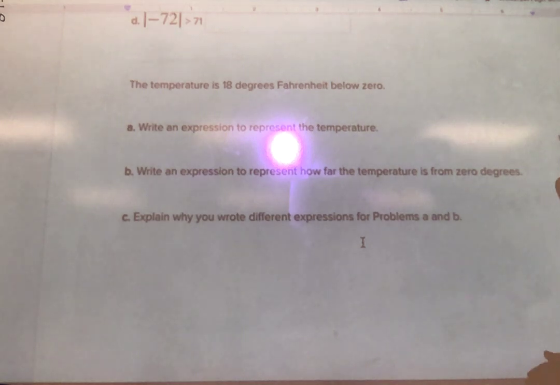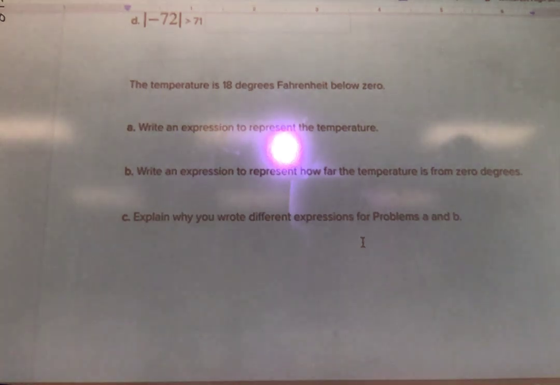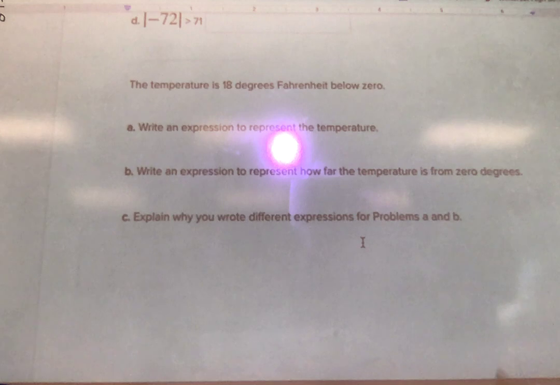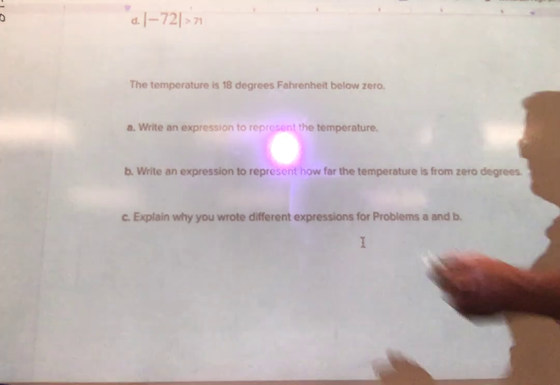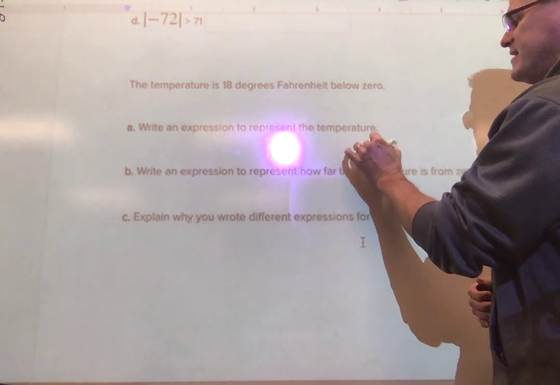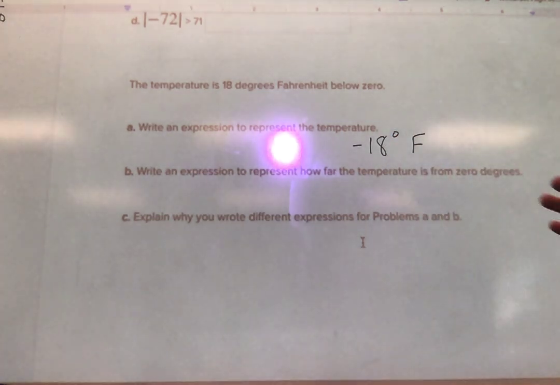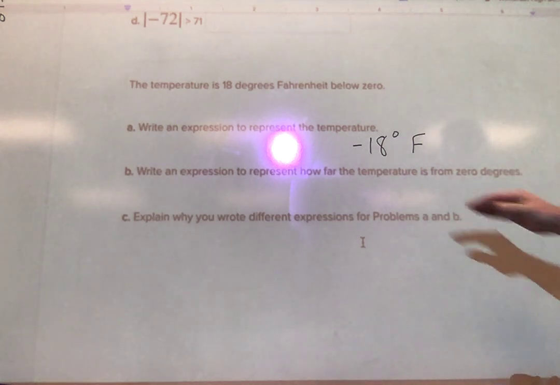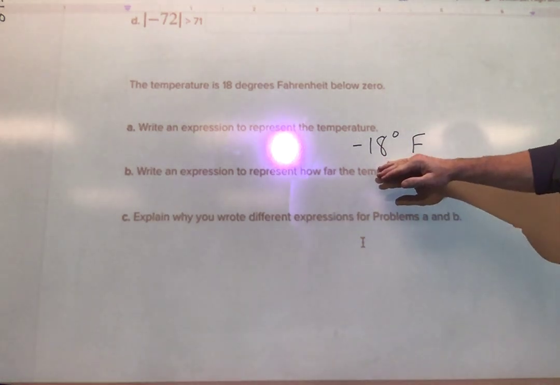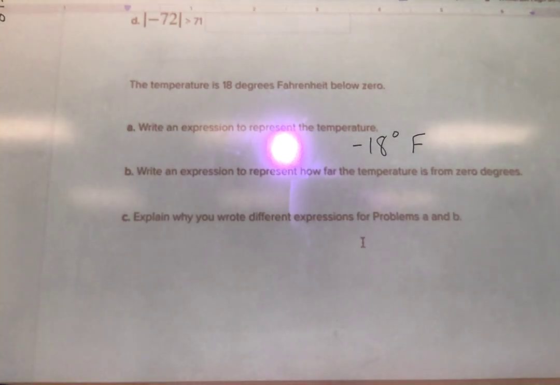In other words, I'm not doing anything with absolute value here. All I want to represent is the temperature outside, and the temperature would be negative 18 degrees Fahrenheit. There is no absolute value there at all. The expression doesn't have to have addition or subtraction. It can just be a number as well. So the expression would just be negative 18 degrees Fahrenheit. That tells me the temperature.